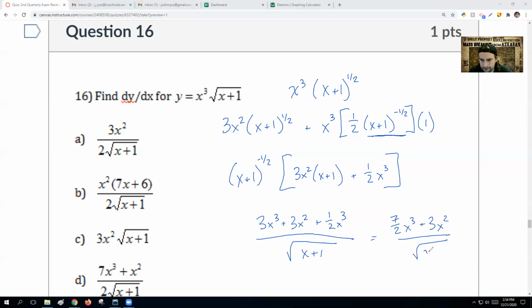Okay, any of those answers looking like that? Kind of looking like this one here. And if we factor out a 1/2, or divide everything by 2, this would become 7x cubed plus, let's see, 6x squared. Oh, actually, I'm seeing it's more like B here, because then we could factor out the x squared from the top, and the choice for that problem would be B.